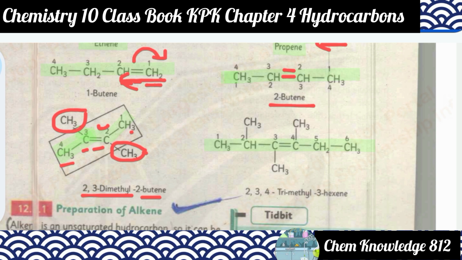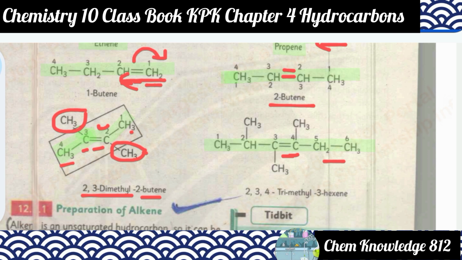So we can say that this double bond is present between 2 carbons, between the centers of the 6 carbon atoms. But we will start numbering from that side with a more number of substituents.